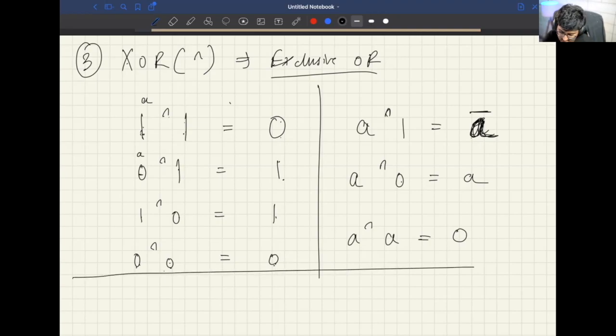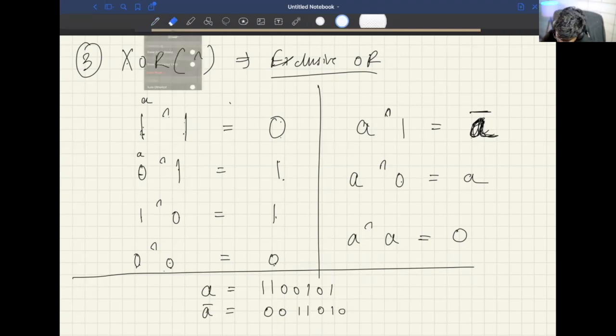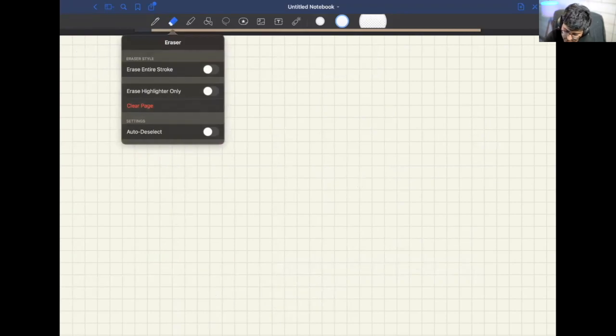So basically complement is nothing. Complement is like if I have a number A equal to 11000101, then A complement is going to be equal to 00111010. That's it. Just the opposite. Flip all the bits.